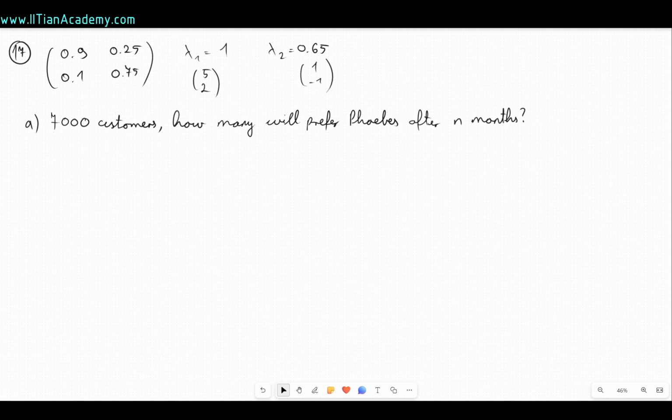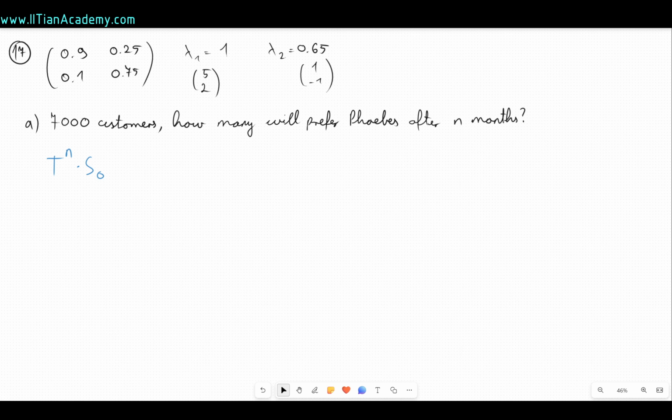So in part C, we're told that when Phoebe's coffee shop first opened, Apollo's shop had 7,000 customers the previous month, and we want to see how many of these 7,000 customers will prefer Phoebe's shop after n months. So pretty much what we need to do is take this transition matrix, raise it to the power of n, and multiply it with the initial state.